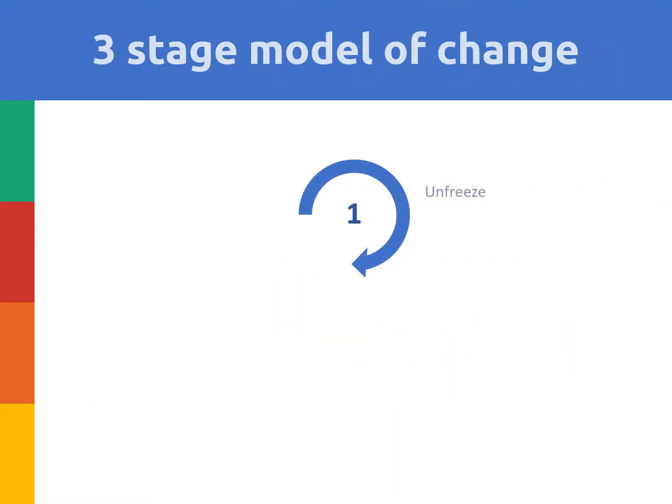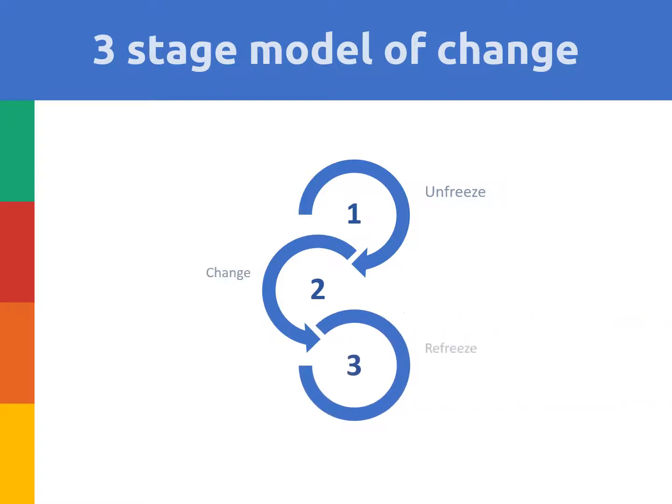You may remember this model from your studies. Lewin's theory suggests that to manage change it is important to first break down barriers to change, or unfreeze. Then you need to make the changes before cementing these changes through a process called refreezing.